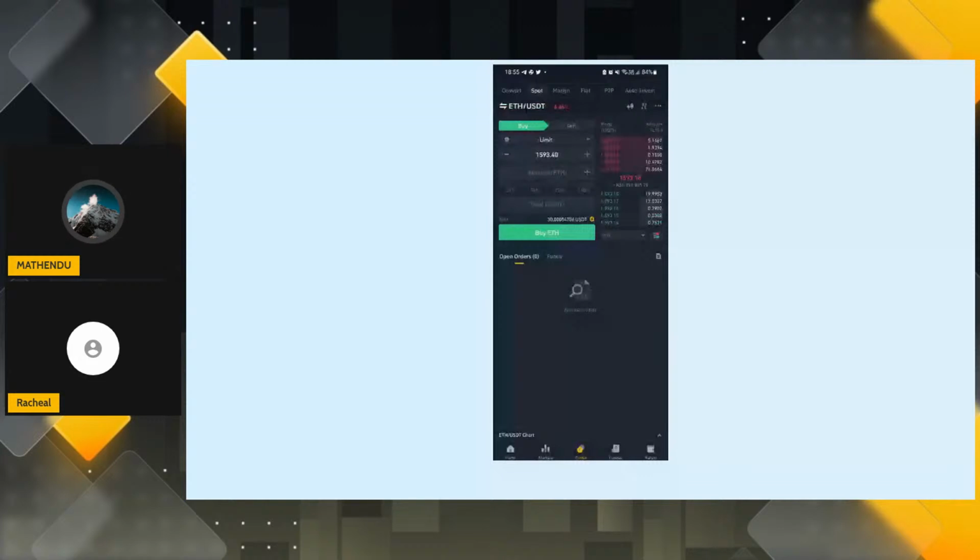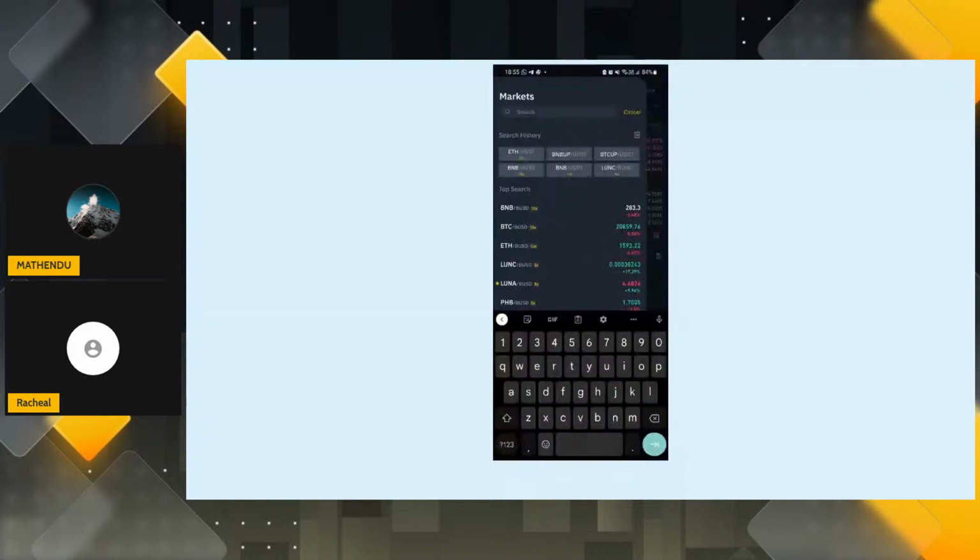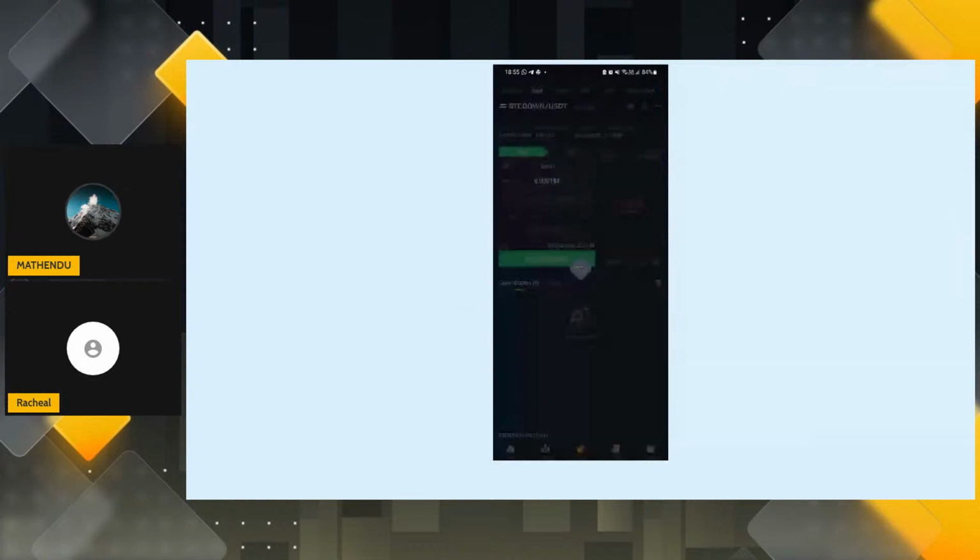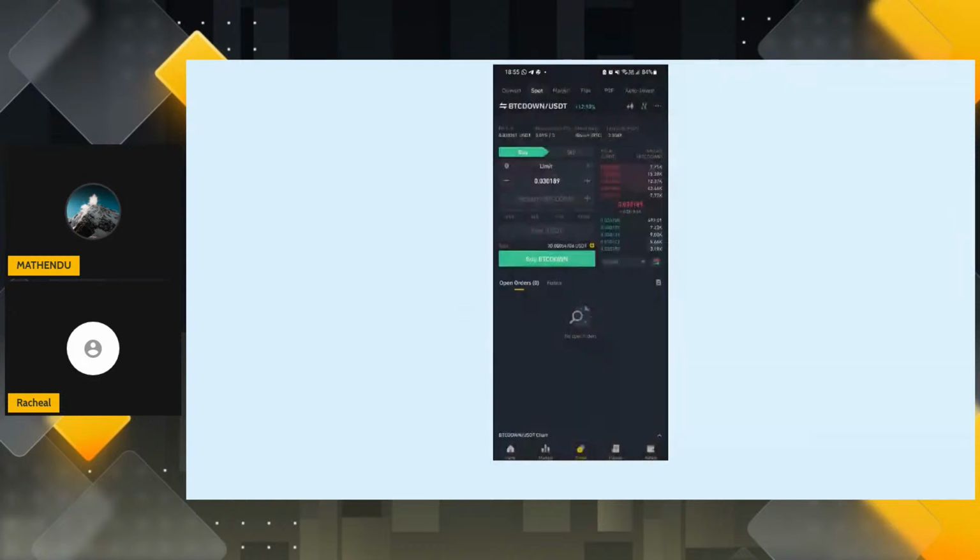Now, I'll show you something interesting. BTC down. This is what we call an ETF, exchange traded fund. What this does is, it is an index that does the opposite of what Bitcoin is doing. So it pumps when Bitcoin goes down, and it dumps when Bitcoin goes up. So this basically is a leveraged token that you are able to use.